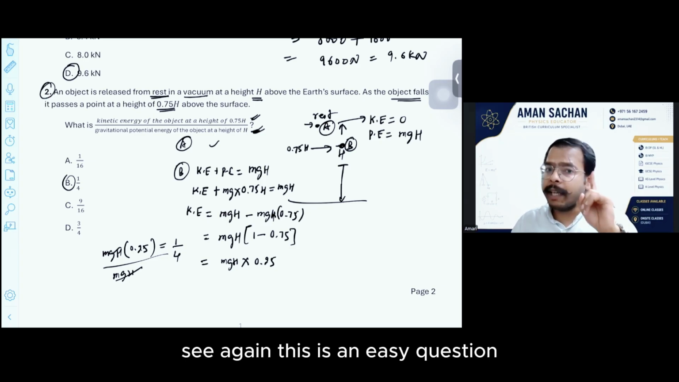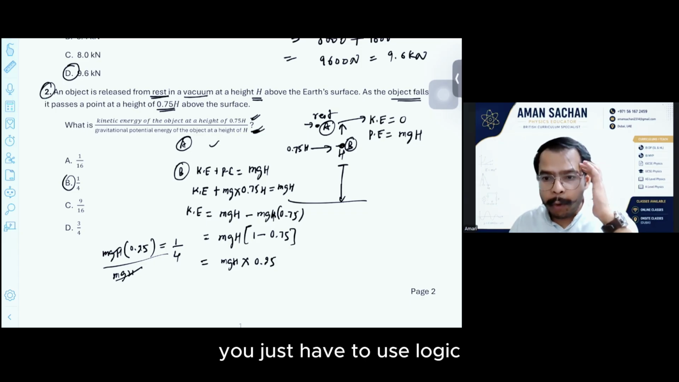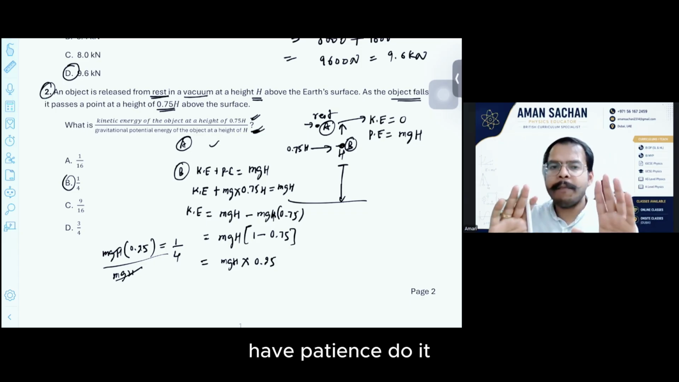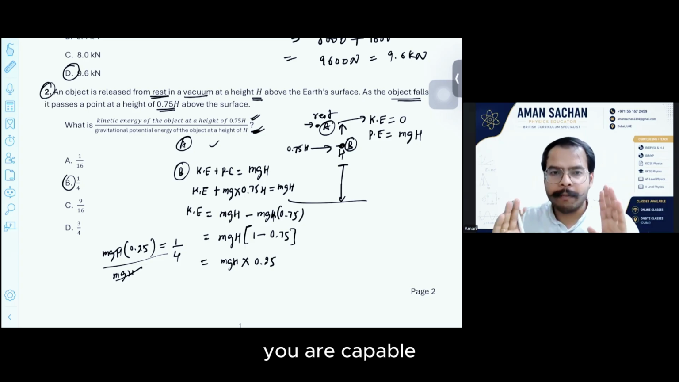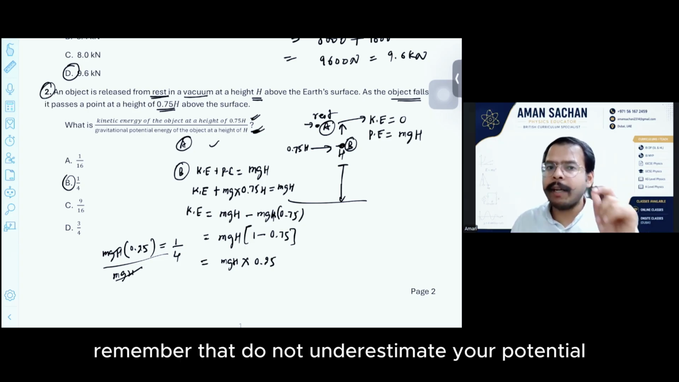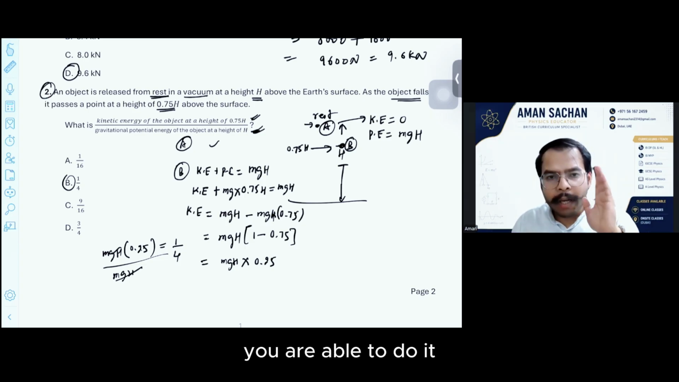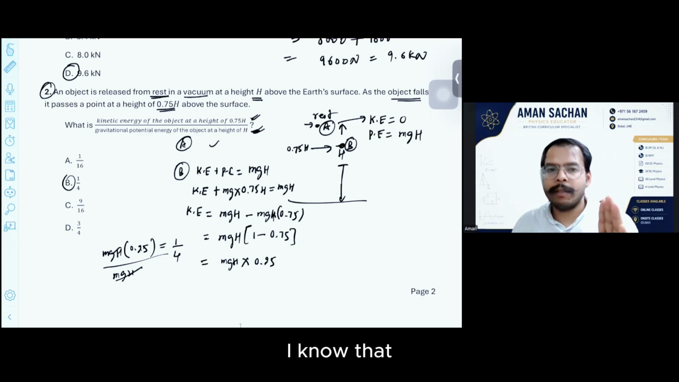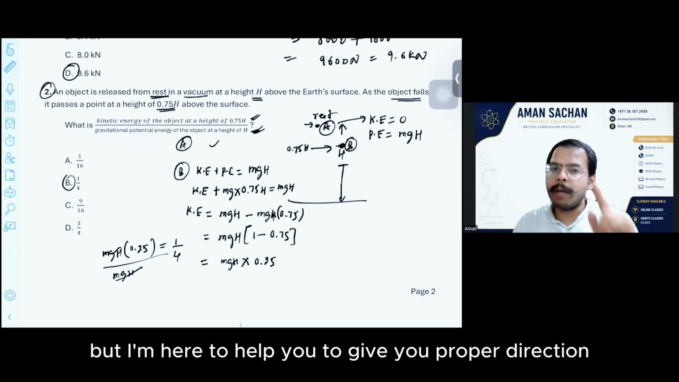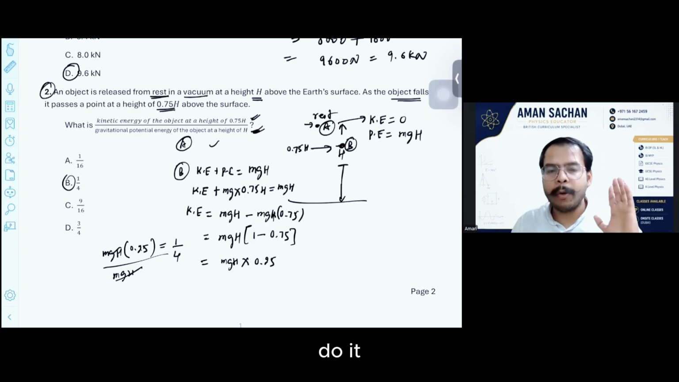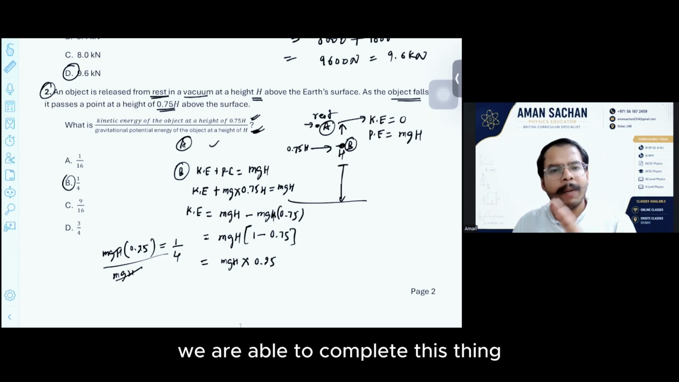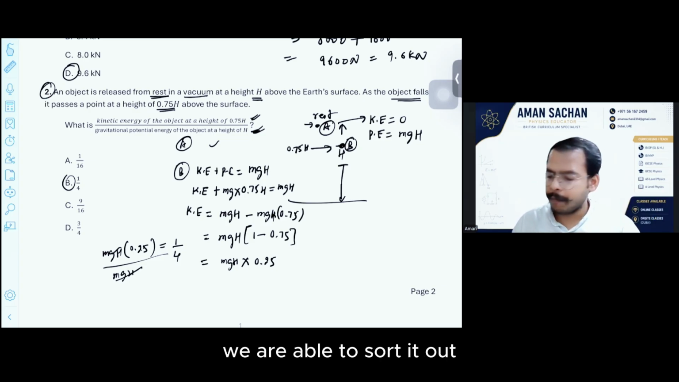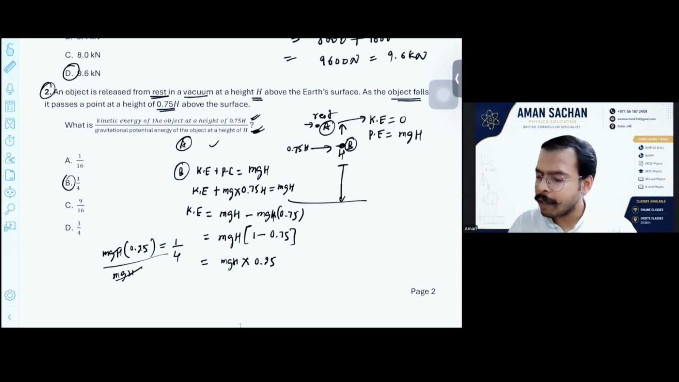See, again, this is an easy question. You just have to use logic. Have patience, do it. You are capable. Remember that. Do not underestimate your potential. You are able to do it. It is just that till now you didn't get a proper direction. I know that. But I'm here to give you proper direction. Do it. We are able to complete this thing. We are able to sort it out. Let's do it.